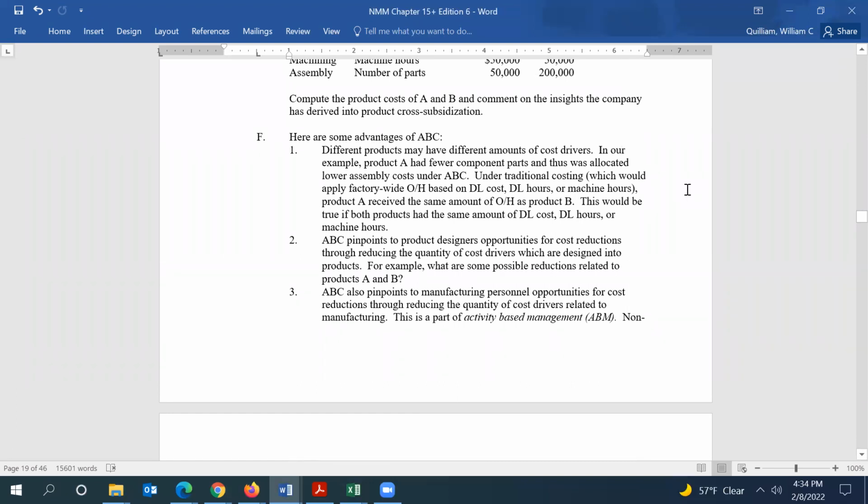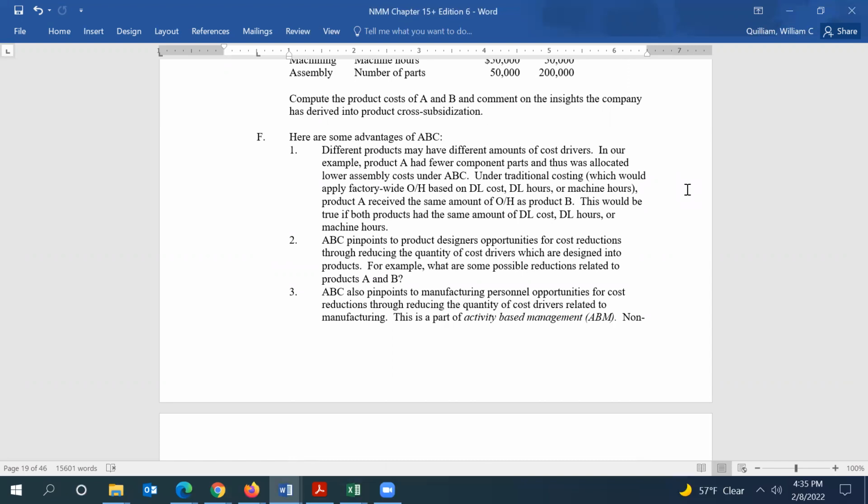Let's look at some advantages of ABC. Well, first of all, different products may have different amounts of cost drivers. In our example, product A had fewer component parts and was thus allocated lower assembly costs under ABC. Under traditional costing, which would apply factory-wide overhead based on overhead cost or direct labor hours or machine hours, the old traditional familiar allocation basis, product A received the same amount of overhead as product B. And this would have been true if both products had the same amount of direct labor costs or machine hours or direct labor hours.